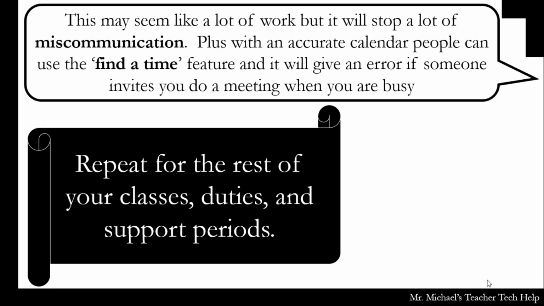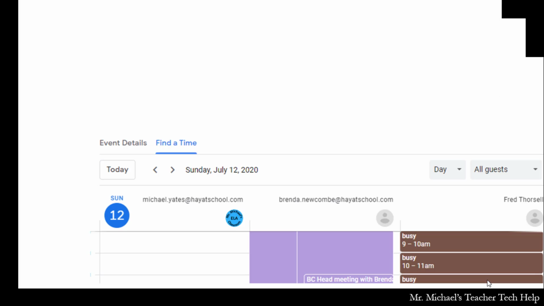Plus, with an accurate calendar, people can use the Find a Time feature, and it will give an error if someone invites you to a meeting when you are busy. This is what the Find a Time feature looks like. It's got me, then maybe the BC head if you're adding them to a meeting, and then the principal. You can look at their calendar to see when they are busy to find a time. You could also use Suggest a Time as well.